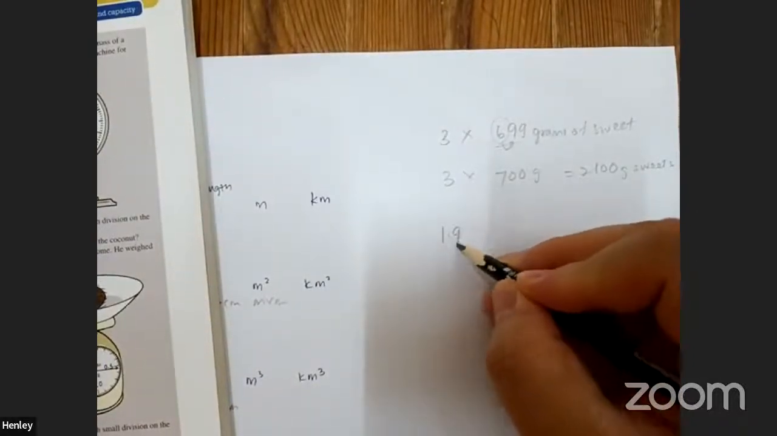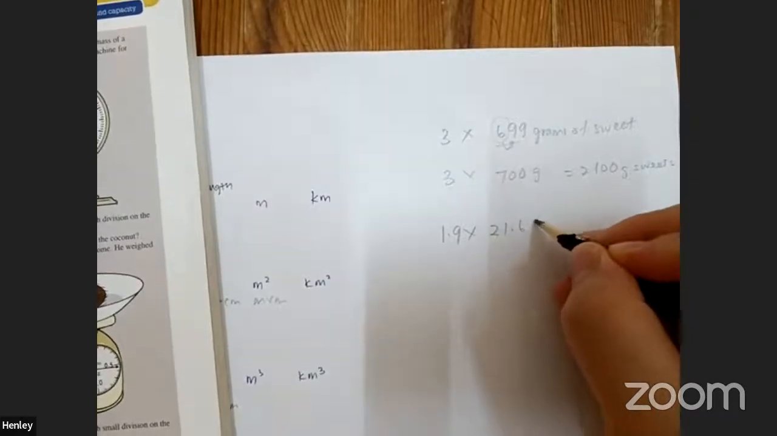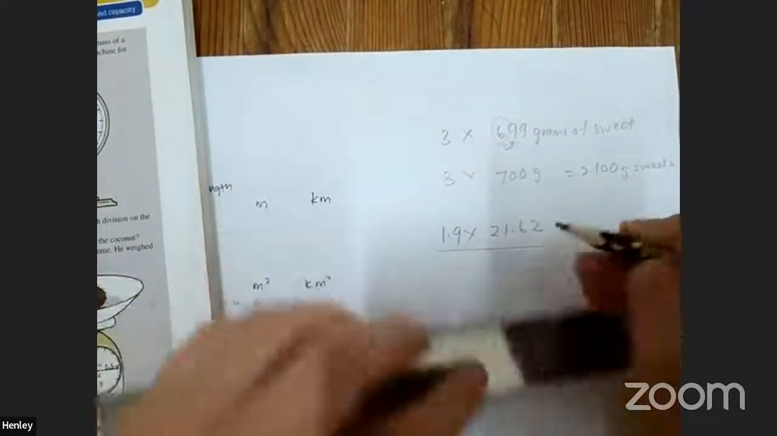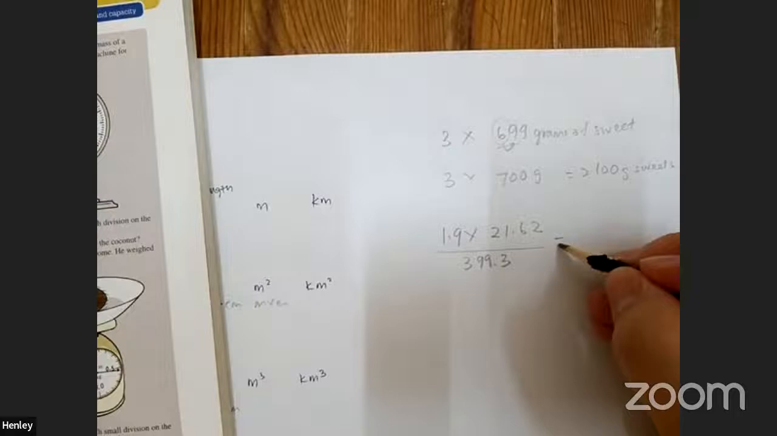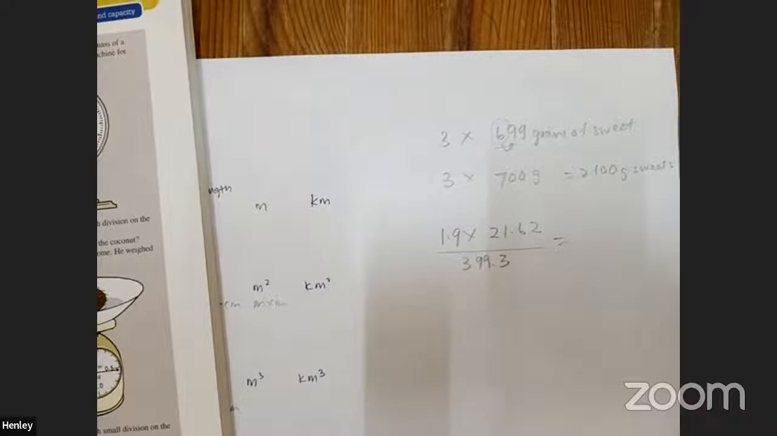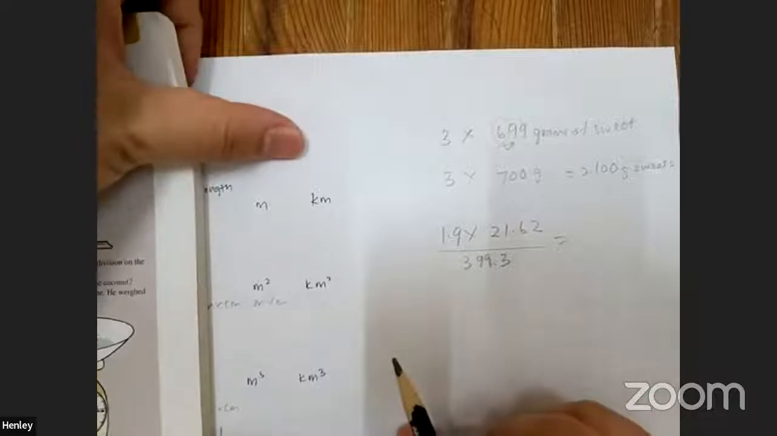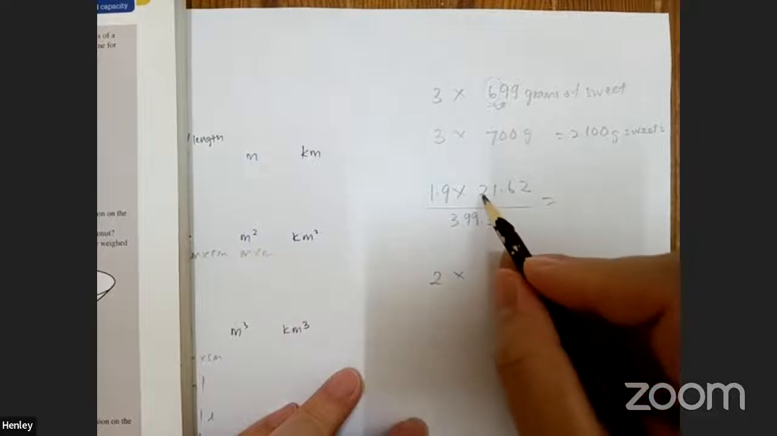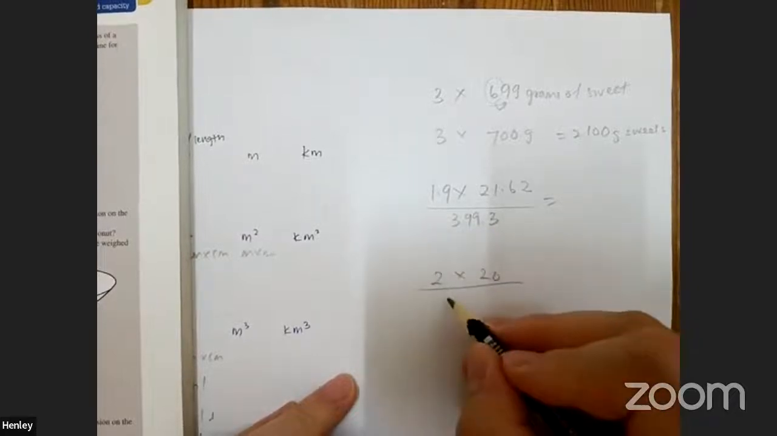Another example. If this is 1.9 times 21.62 over 399.3, and you want to find the exact number, we can use a calculator. If not, we can look for other ways. For example, this 1.9 is nearly 2, and then this 21 is nearly 20, and then this one is 400.